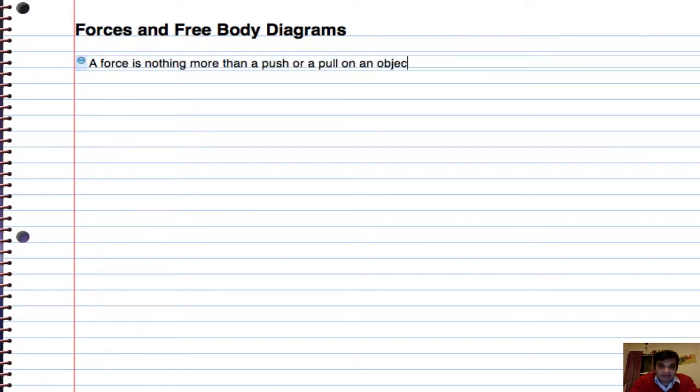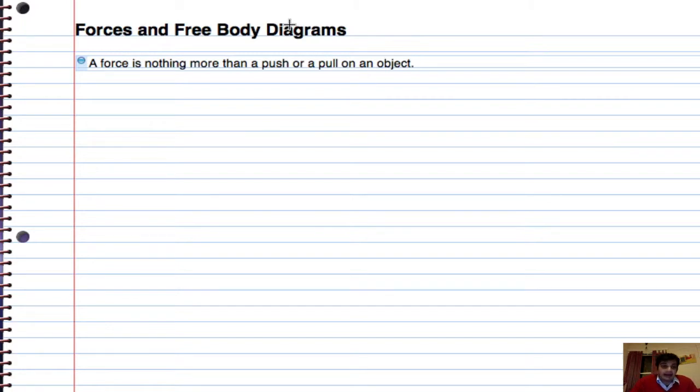All right, I want to spend this first little part talking about basically what forces are and defining those properly. So to do that, let's get started with our definition of what a force is. I would say a force is nothing more than a push or a pull on an object. And that's as good a definition as we could hope for in AP Physics.